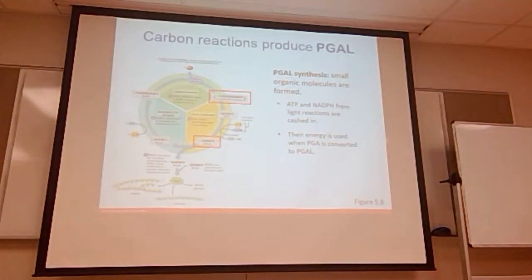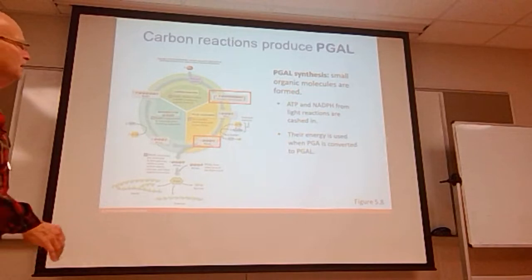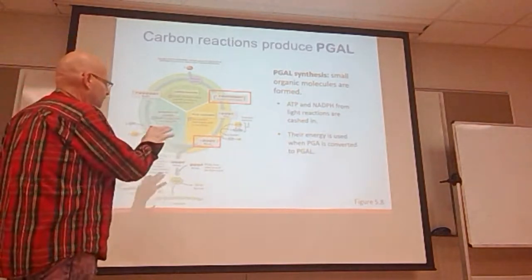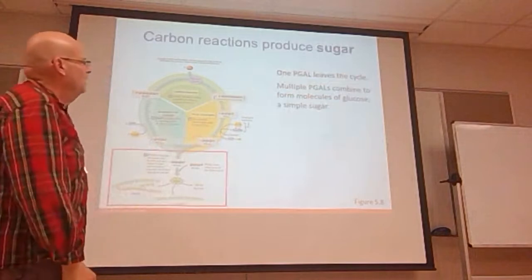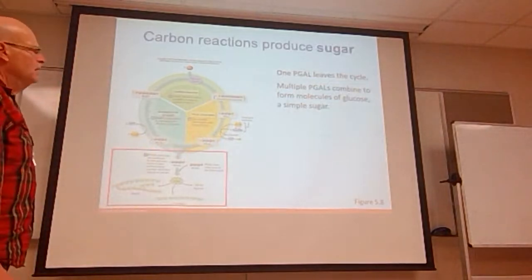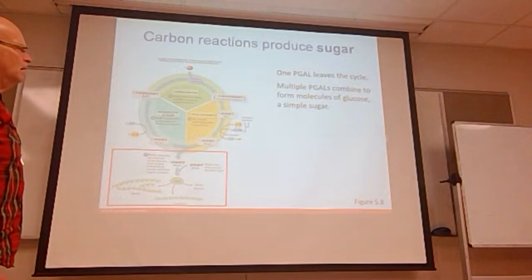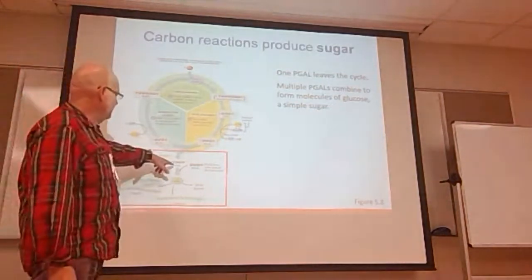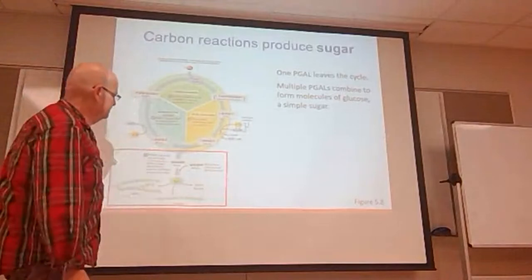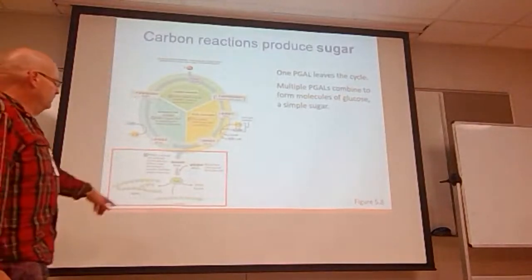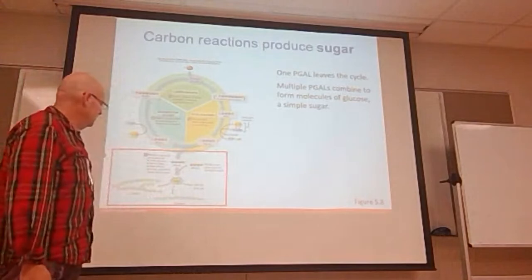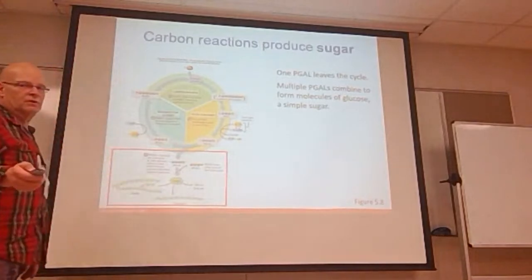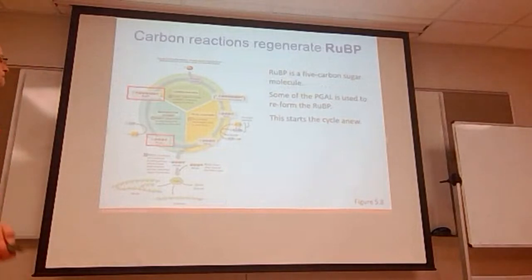The PGA was not the PGA that you're thinking about. The PGA is a molecule, and it will be converted to PGAL. Once PGAL leaves the cycle, multiple PGALs combine to form molecules of glucose, which is a very simple sugar. So you have 3 and 3, and now you have a 6-carbon structure. You hook 2 of these together, and you can make something like sucrose. You hook a bunch of them together, and you can make cellulose, or starch, or glycogen. You can make all kinds of other things.